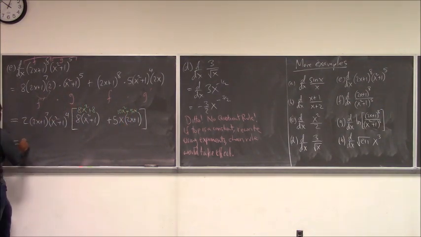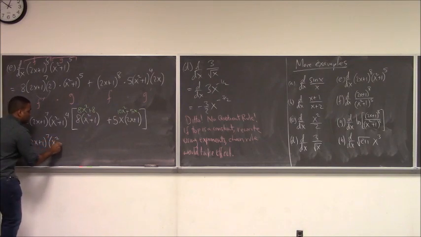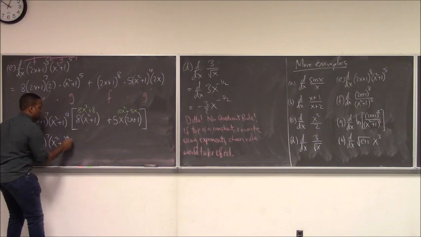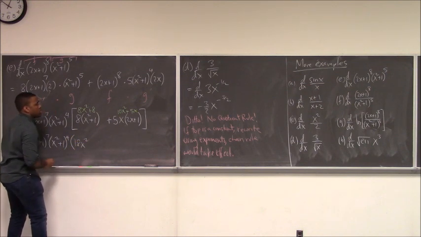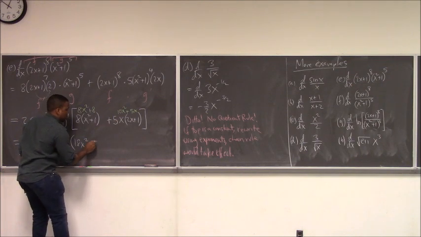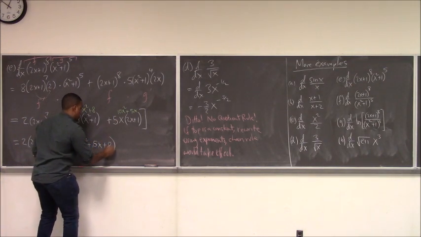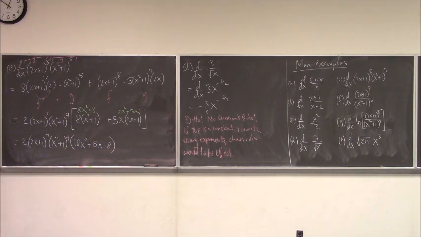And so we would have 2 times 2x plus 1 to the 7th, x squared plus 1 to the 4th, times 18x squared plus 5x plus 8. So that would be that derivative.